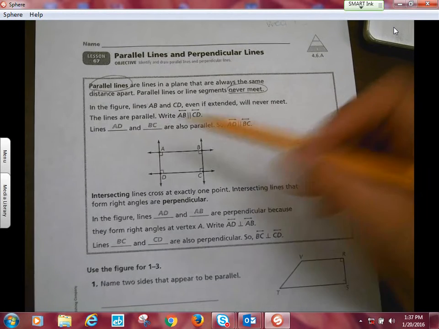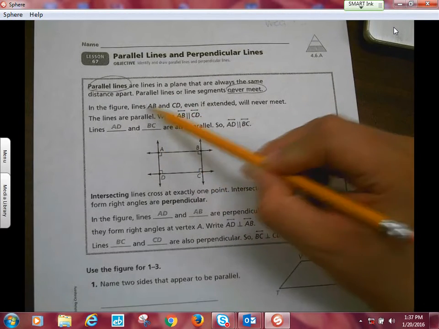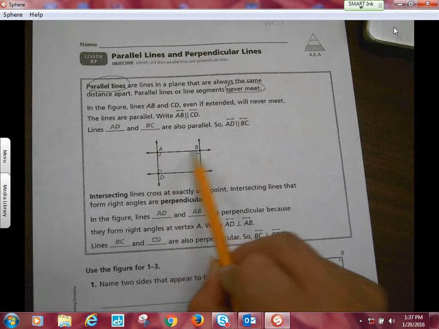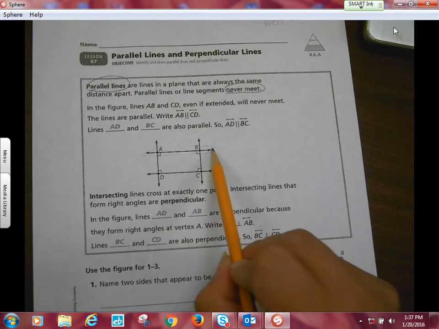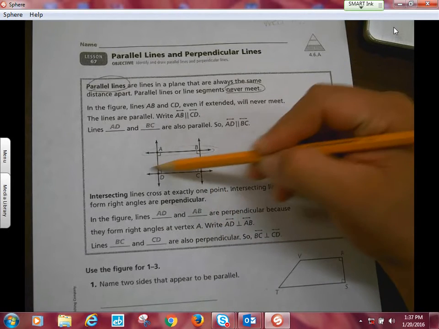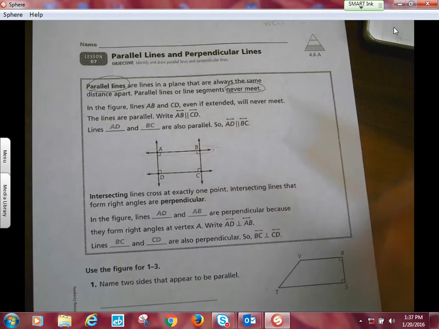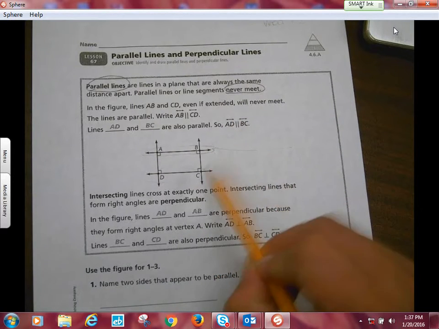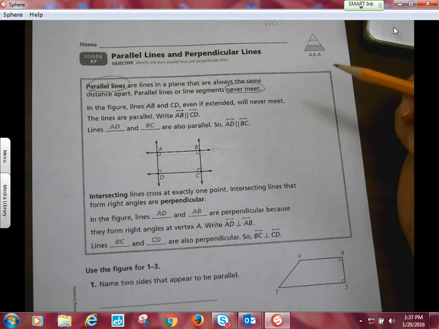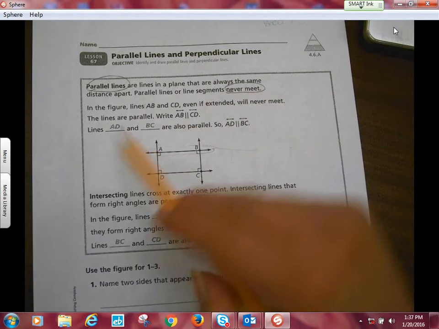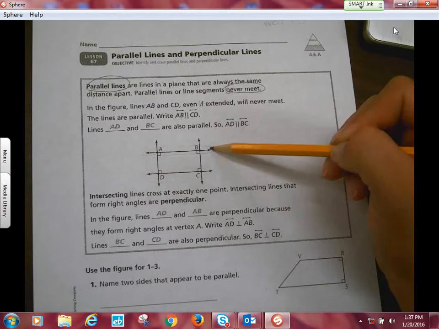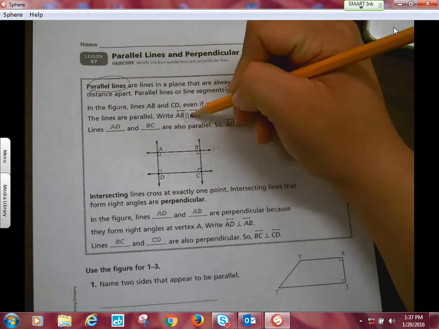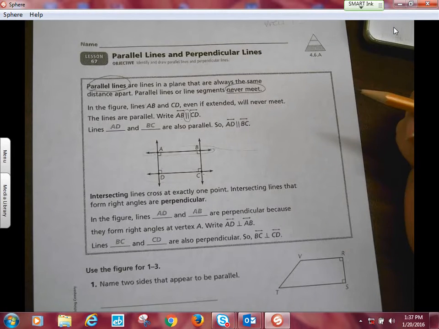So if you look at the figure below, lines A, B, so AB will run this way. This line right here is considered your AB. And CD this way. Even if extended, they will never meet. So if my line were to continue, that's what the word extended means, were to continue. So you will write that the lines AB and CD are parallel. This symbol right there is telling us that they are parallel.